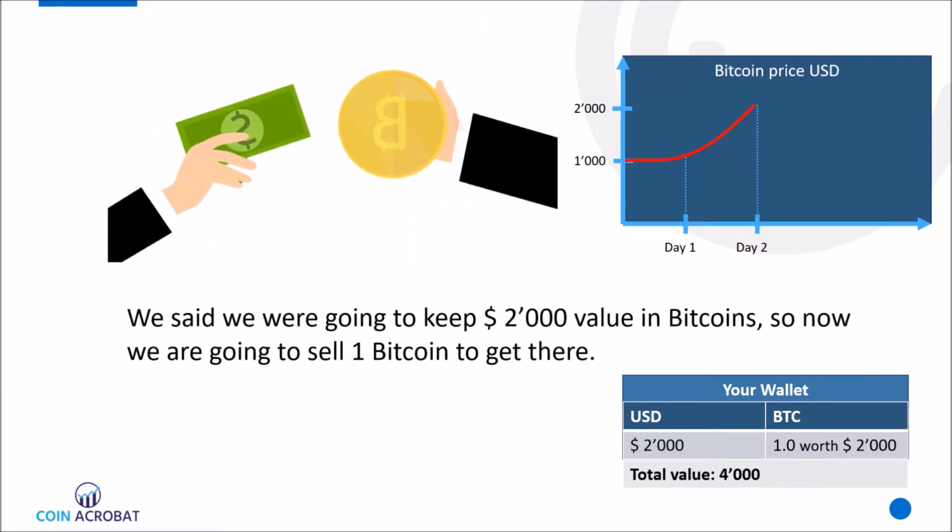Because our strategy is based on maintaining constant value in investment currency, we will sell 1 Bitcoin today to get back to the $2,000 value. This brings $2,000 back to our wallet for future investments.